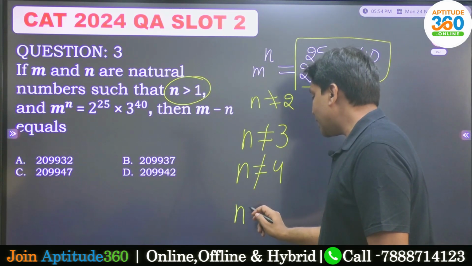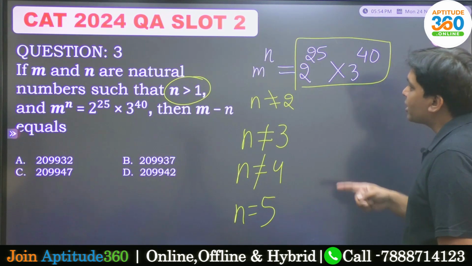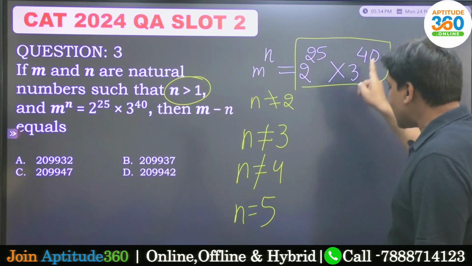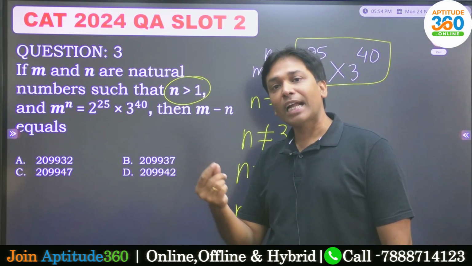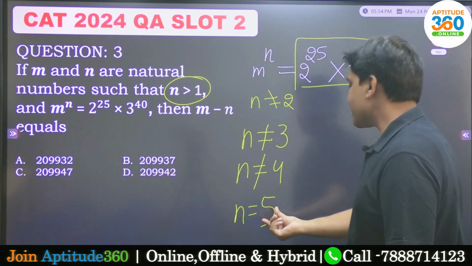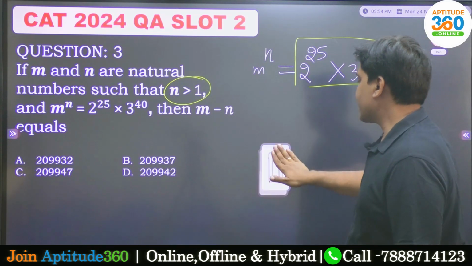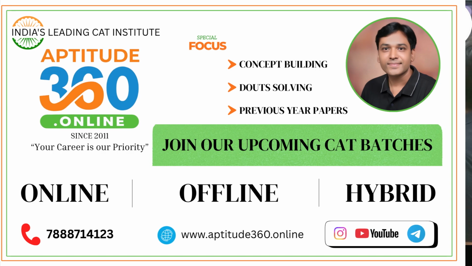So what is the next value? The next value is going to be 5. So what should we be checking? Is 25 divisible by 5? Yes, it is. Is 40 divisible by 5? Yes, it is. So what is the minimum value of n that we can take? That is 5. Now, if n is 5, please understand what our working methodology should be.